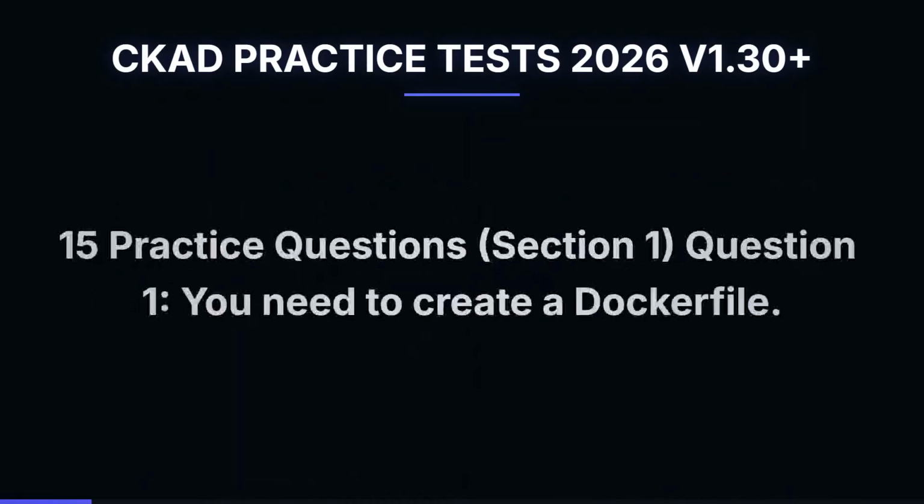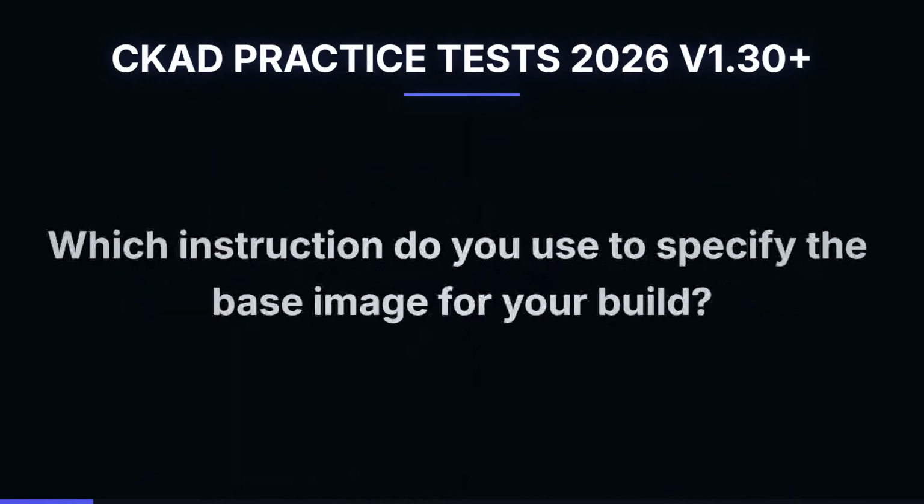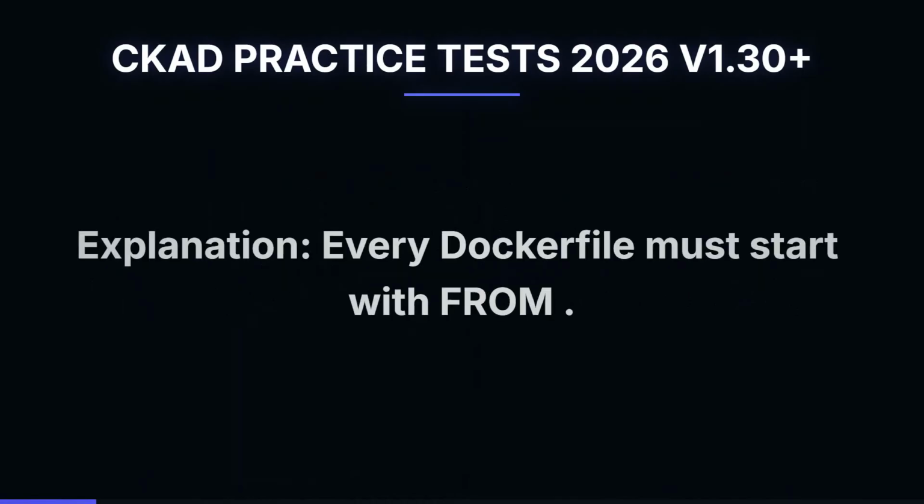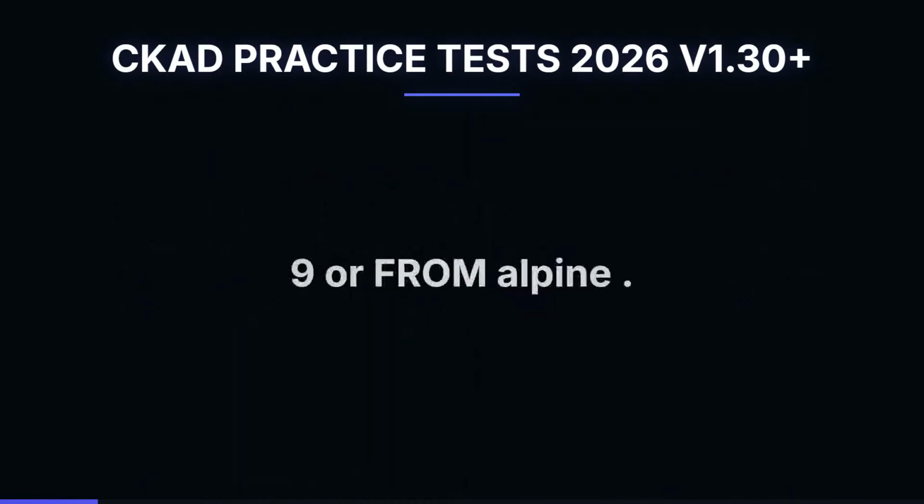15 practice questions. Section 1, Question 1. You need to create a Dockerfile. Which instruction do you use to specify the base image for your build? Answer. You use the from instruction. Explanation. Every Dockerfile must start with from, for example from Ubuntu or from Alpine.